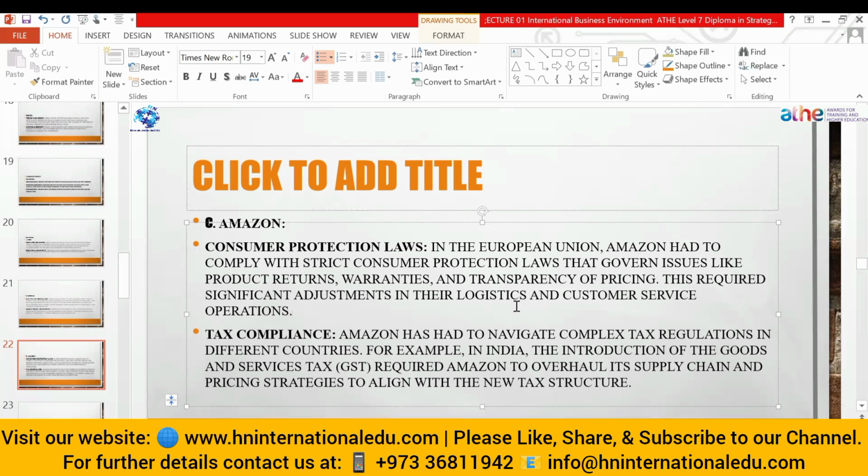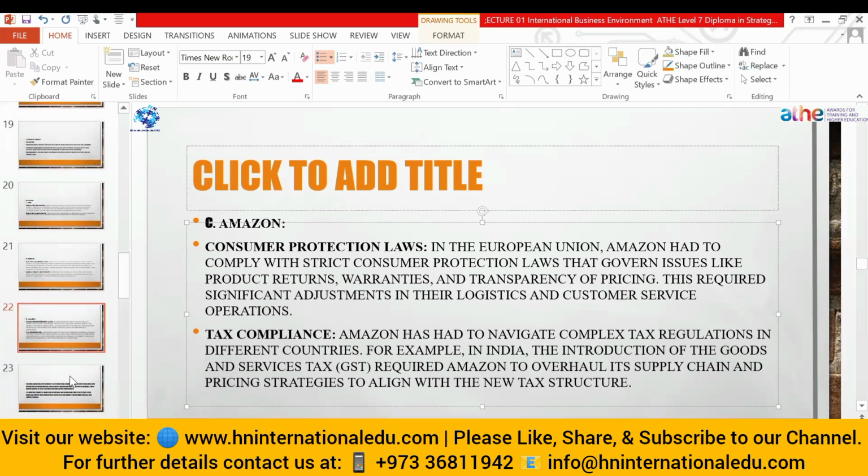Tax compliance. Amazon has had to navigate complex tax regulations in different countries. For example, in India, the introduction of the Goods and Services Tax, that is the GST, required Amazon to overhaul its supply chain and pricing strategies to align with the new tax structure. Whenever we buy a new product or any goods for daily life, we are obliged to pay the GST on them.